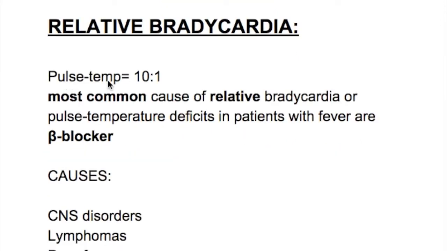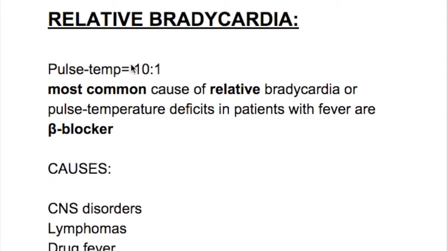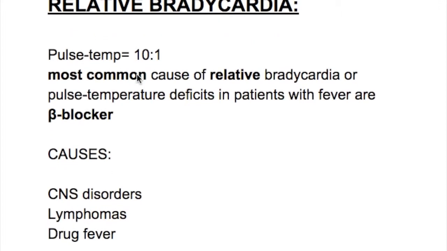The pulse temperature ratio is 10:1. What does it mean? It means that if there is a rise in temperature by 1 degree, the heart rate increases by 10. But in certain conditions, the heart rate does not increase with the increase in temperature. It increases, but it doesn't increase that much. So that is called relative bradycardia.